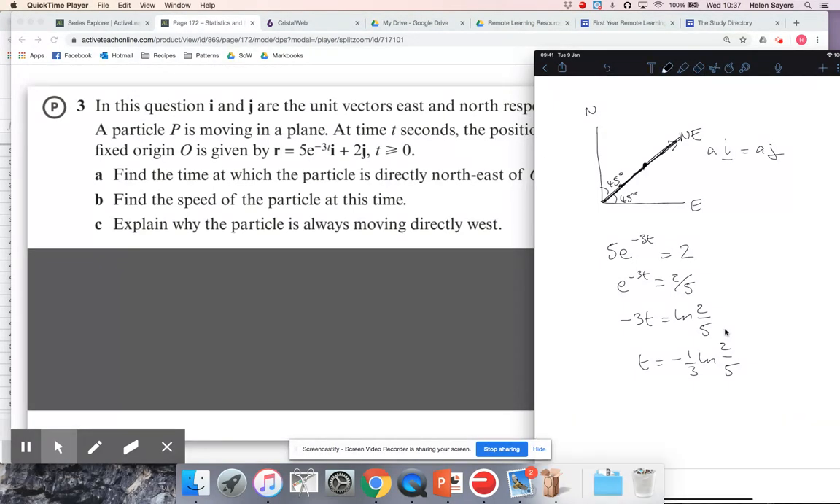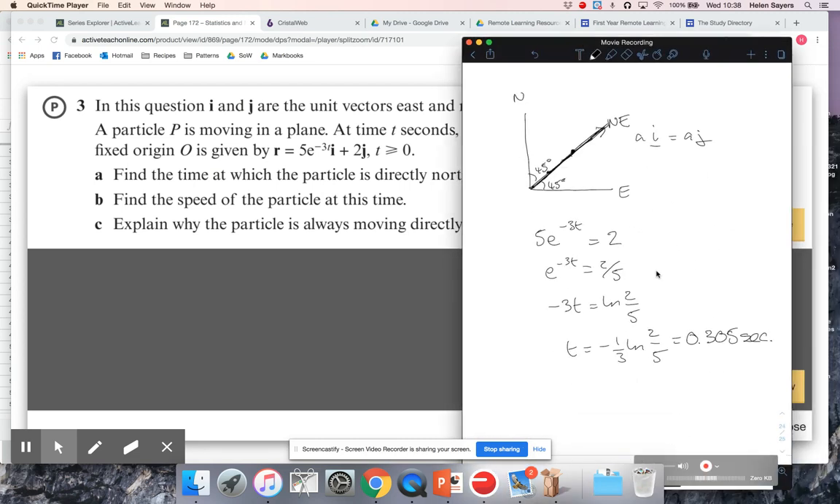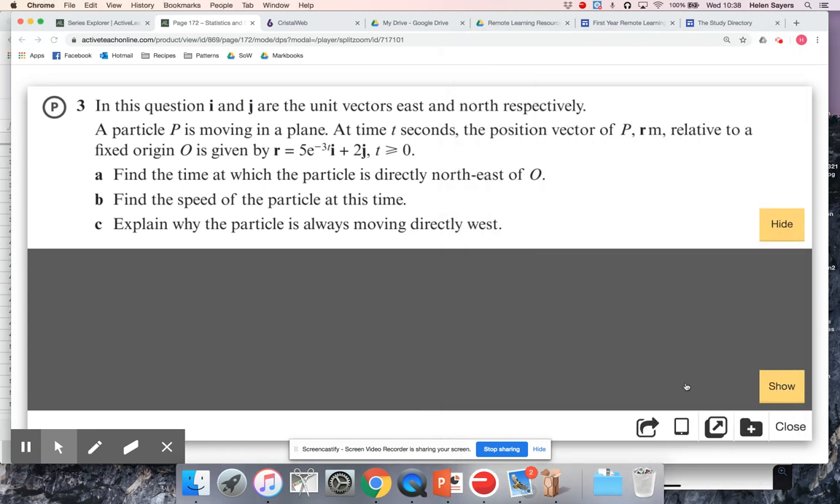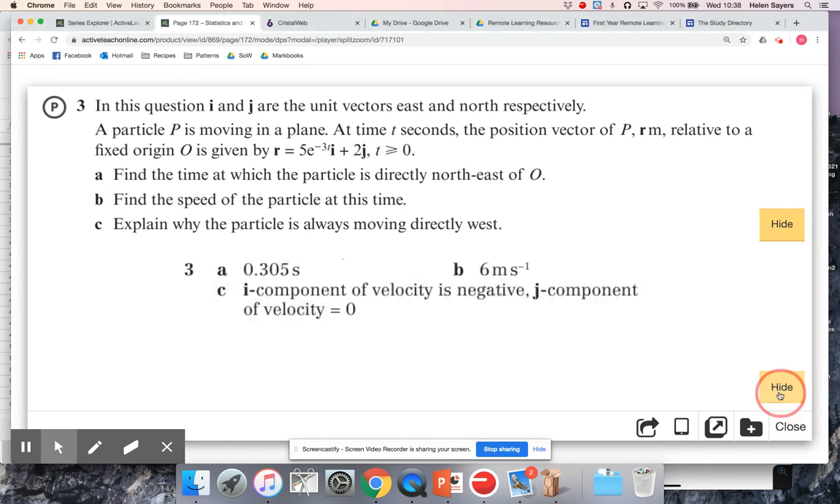And I am getting 0.30, and the standard rounding is 3 significant figures. They don't mention anything else, so 0.305 seconds is my answer for that. I'm just going to check that before we go on, because I need to check my working. Yep, okay, we're good.